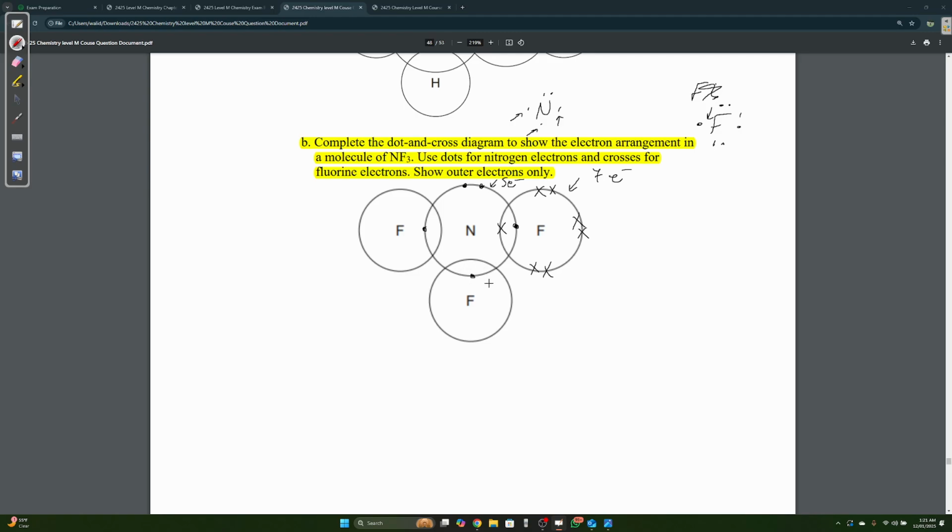The same goes for every other fluorine, obviously. 1 being shared, and 6 others in the atom. Same thing over here, X, and 6 others inside the atom.